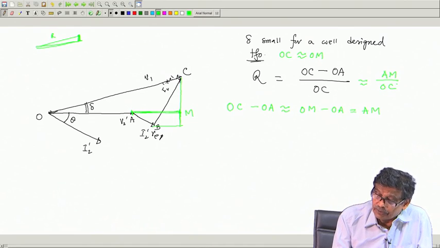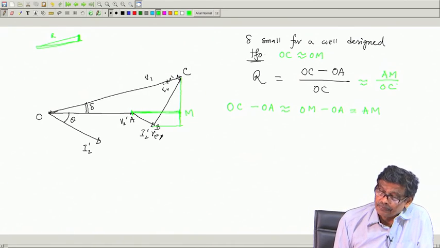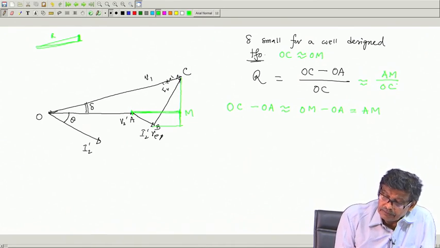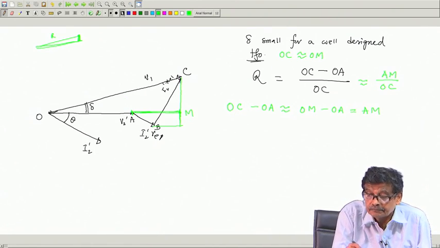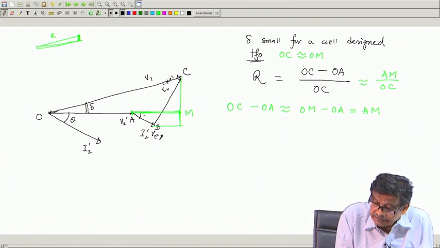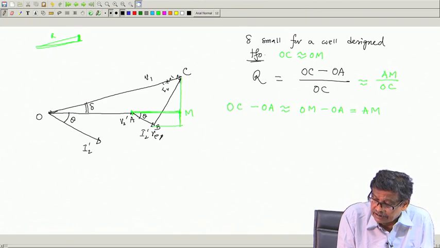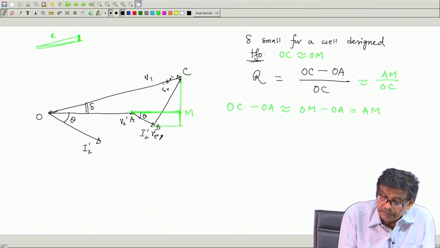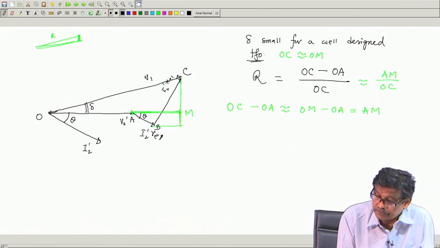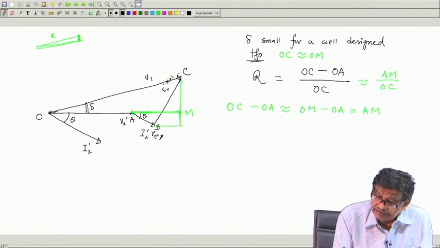Now, the question is what will be the value of AM? Pretty simple. You know, this angle is theta, this angle is theta. Angle between two straight lines is same as angle between their perpendiculars. This line is perpendicular to this and this line is perpendicular to this. So, these two will be theta.